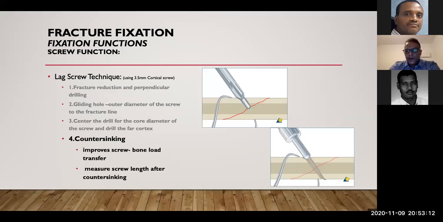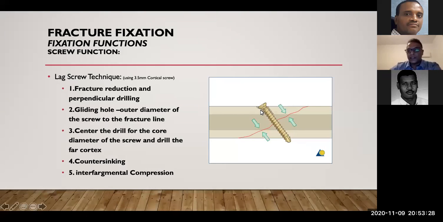And importantly, you have to countersink as well, and this improves the screw bone load transfer, and after that you measure, after you do your countersink. And this way, you have a gliding hole in the near cortex where the head is, so the screw wouldn't touch the bone in that area. However, it will hold in the far cortex. And because this is perpendicular to the fracture, you achieve compression and absolute stability.